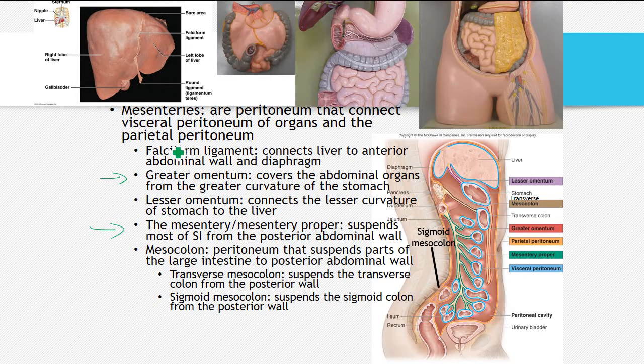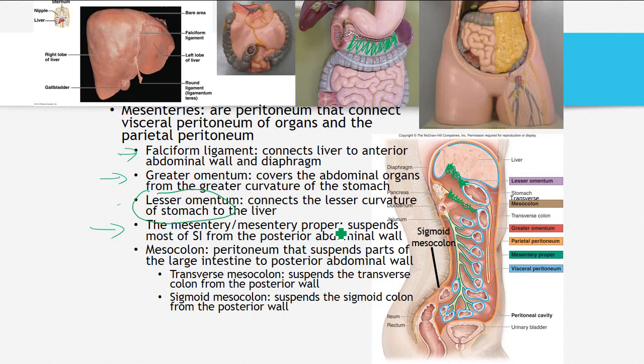We do talk about the falciform ligament in the lab. There's a lesser omentum, which connects the lesser curvature, which is the stomach part over here, to the liver here. So this is the lesser omentum. Then there's the transverse mesocolon. The transverse mesocolon will connect the transverse colon to the posterior side of the abdominal wall. Okay, and you do see that here on this model here. Okay, and that's the transverse mesocolon.